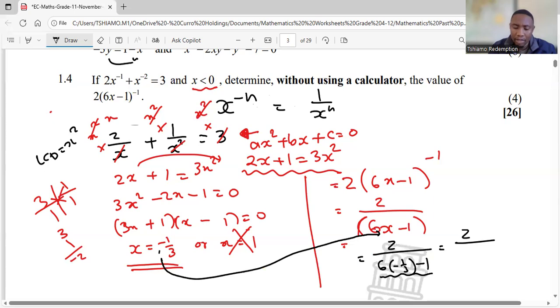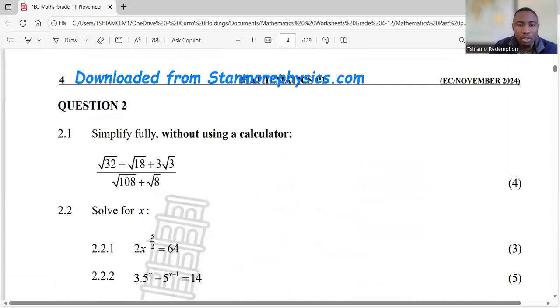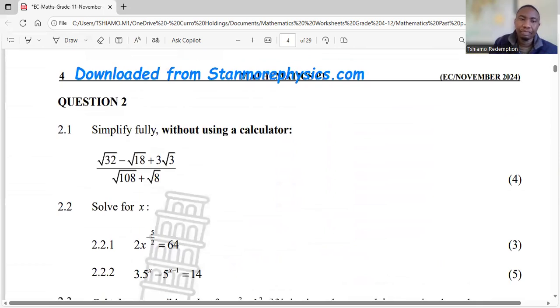Six minus 1, that I get -3. So that will be the answer. Okay, I hope you got it also. Moving along. Question 2 says, let's do it.